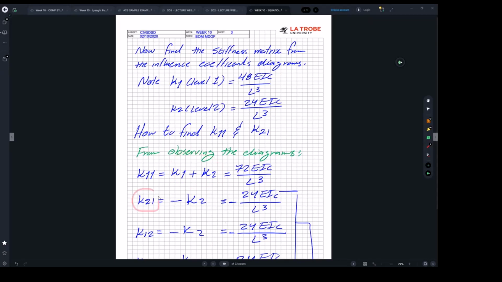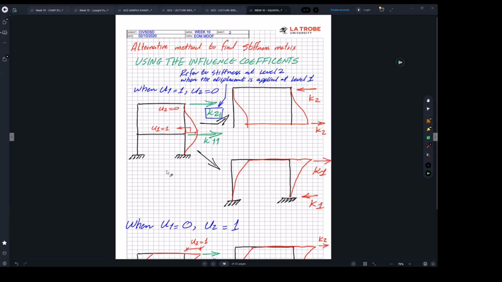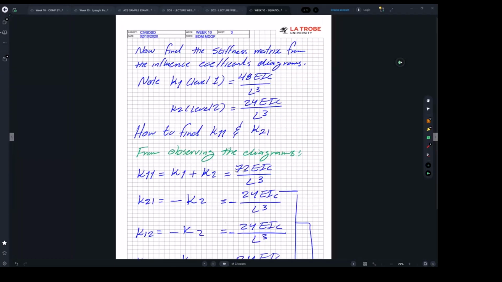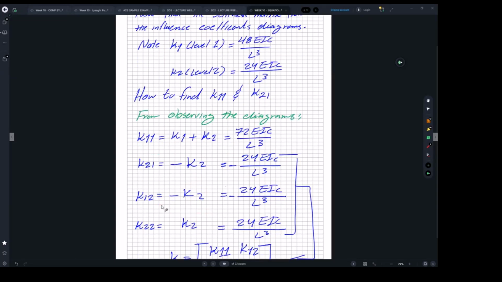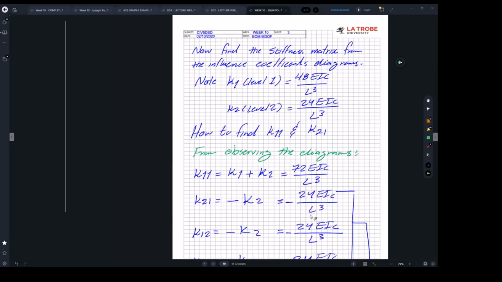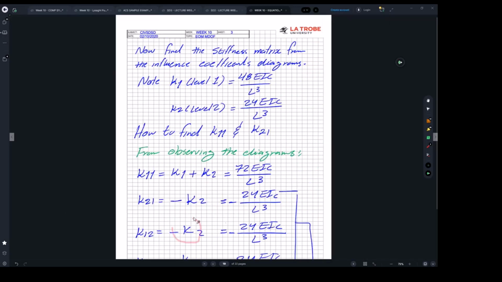Now let's look at K21. Go back to this diagram, see where K21 is, which is here. And this is basically represented by negative K2. And that's why we have negative K2 here. Then K12, you go back here, K12, it's here, and at that level, we have negative K2 as well. So that's why we have negative K2 as well.